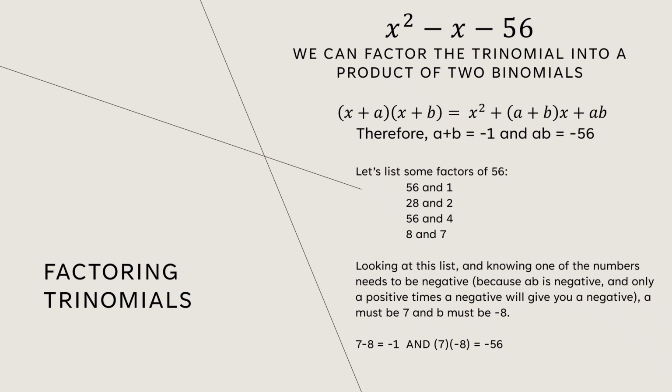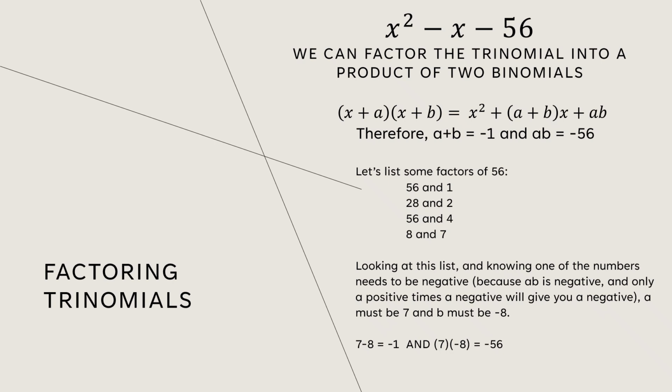So let's start by listing some factors of 56. You have 56 and 1, 28 and 2, 14 and 4, and 8 and 7. Well, since we know that a plus b must equal -1, we're looking for factors of 56 that have a difference of 1. And the 2 numbers that have a difference of 1 are 8 and 7.